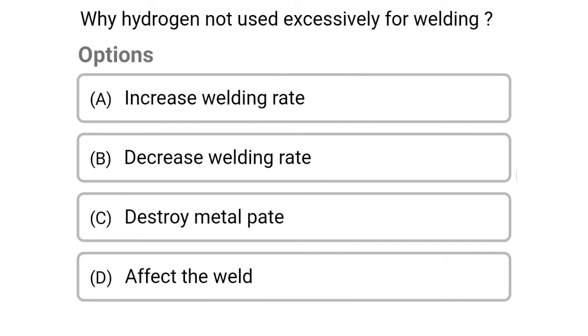So next question, why is hydrogen not used excessively for welding? Option A increase welding rate, option B decrease welding rate, option C destroy metal plate, option D affect the weld. So the correct answer is option D affect the weld.